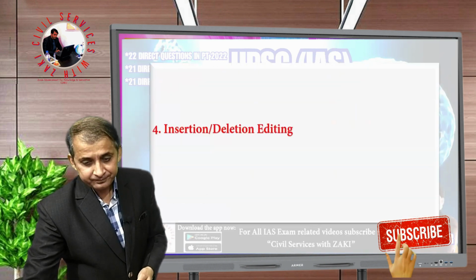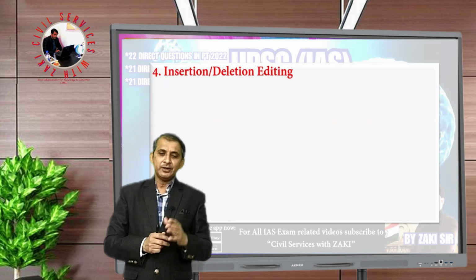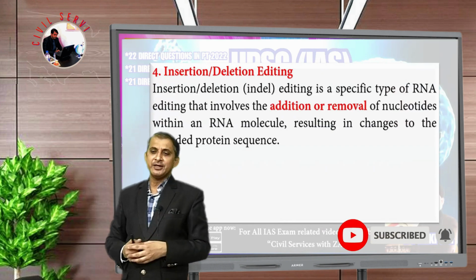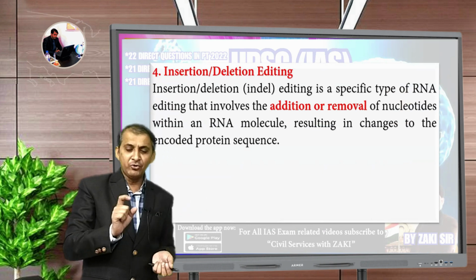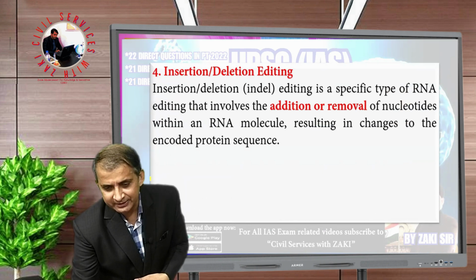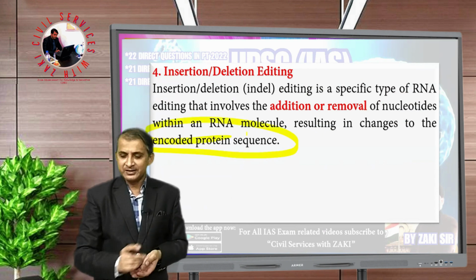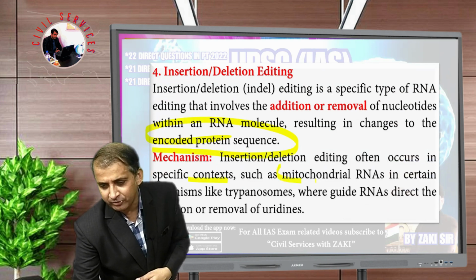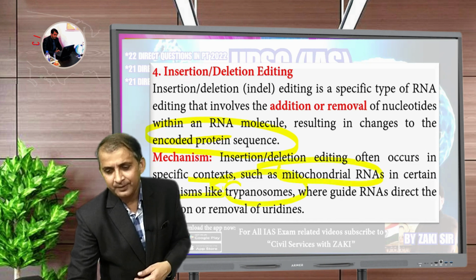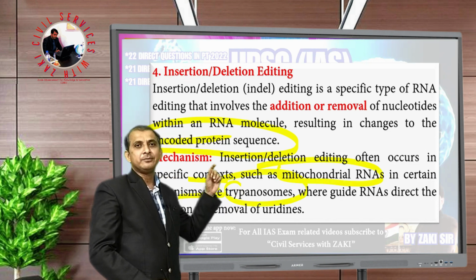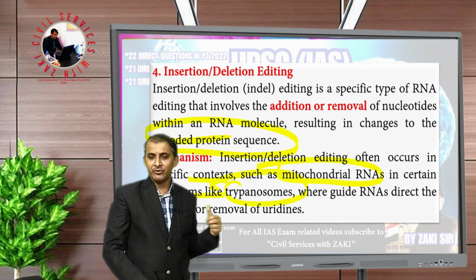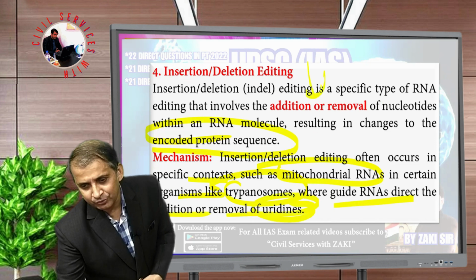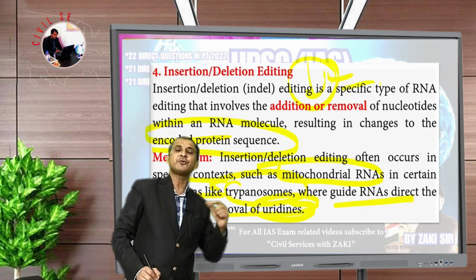Another, the fourth, is insertion or deletion editing. It means you can insert a base or delete a base. It's also known as indel. Indel editing is a specific type of RNA editing involving the addition or removal of nucleotides within RNA molecules, resulting in changes in the encoded protein sequence. What is the mechanism? It often occurs in specific contexts such as mitochondrial RNA in certain organisms like trypanosomes. These organisms use this RNA editing technique, where guide RNA directs the removal or addition of uridine. So that's why it is called indel.